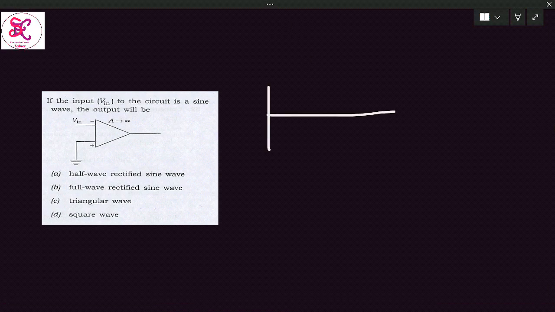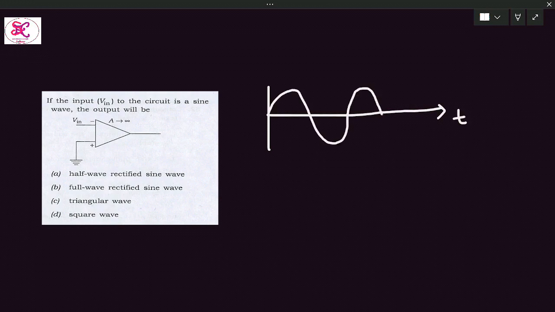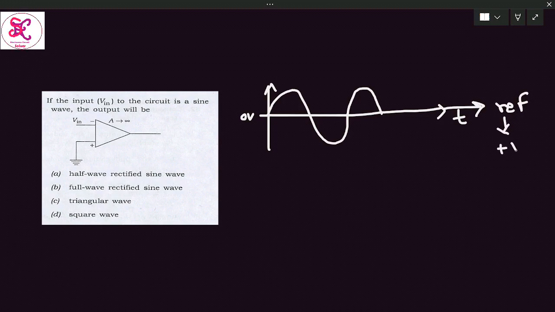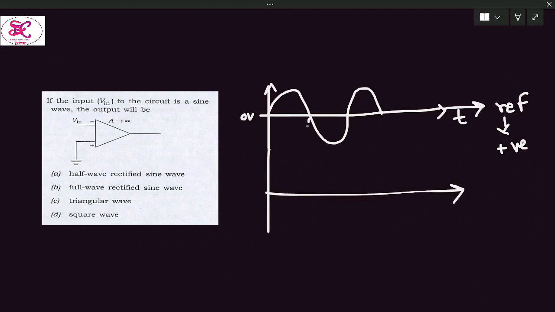Here I am drawing simply a sinusoidal signal. With respect to time, we are taking this as a sinusoidal signal. We have to find out the output nature. Voltage at the non-inverting terminal is 0 volt, and this is the reference voltage, at the positive terminal. I mean to say non-inverting terminal. 0 volt is the reference voltage, and we have to find out the nature of the output waveform.